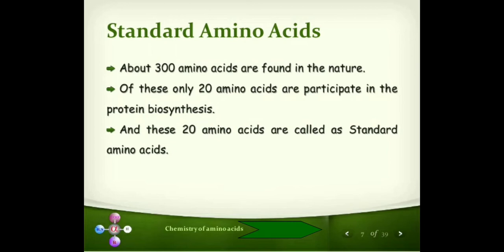So what will be the difference between standard and non-standard amino acids? The standard amino acids are such amino acids that participate in biosynthesis of protein. And non-standard amino acids are those amino acids that can be part of different proteins, but they don't participate in the biosynthesis of proteins.